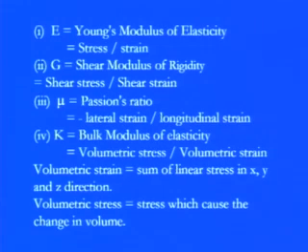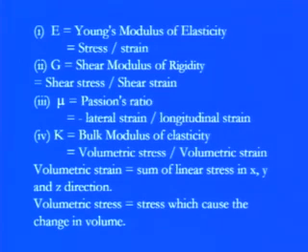So if you want to make the relationship between the contraction and the extension when you are pulling in one direction, then we can say that mu, which is the Poisson ratio, is nothing but minus lateral strain divided by the longitudinal strain. The last elastic constant is the bulk modulus of elasticity, which is nothing but volumetric stress divided by volumetric strain.